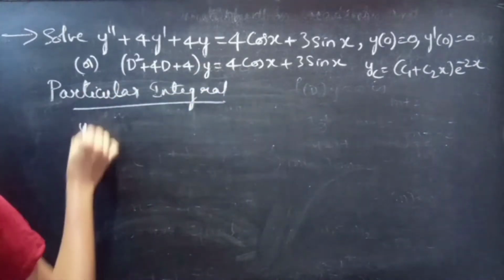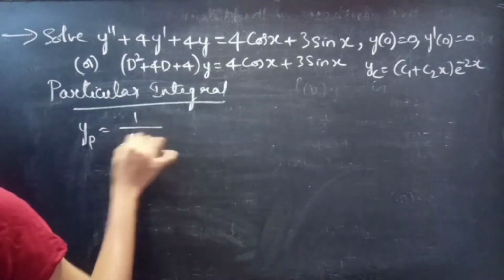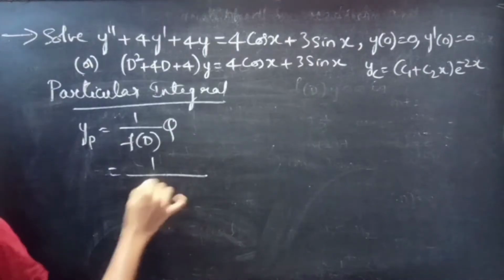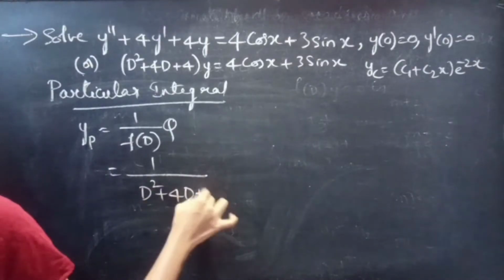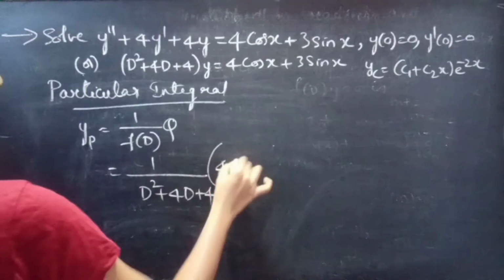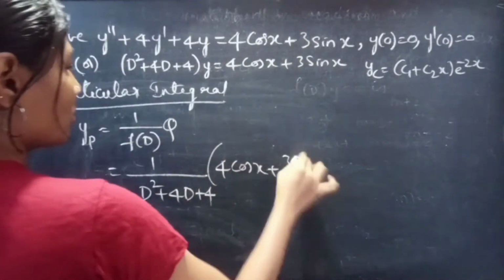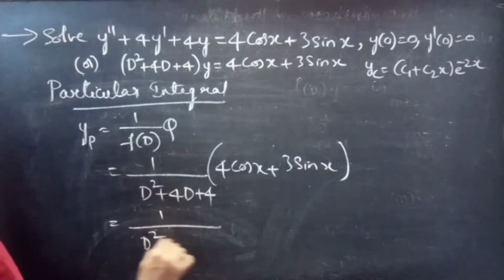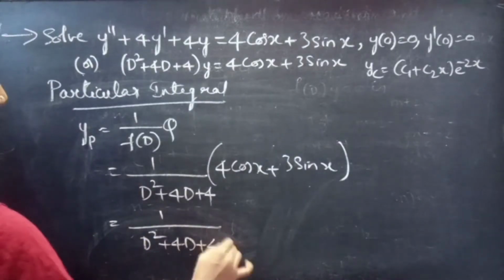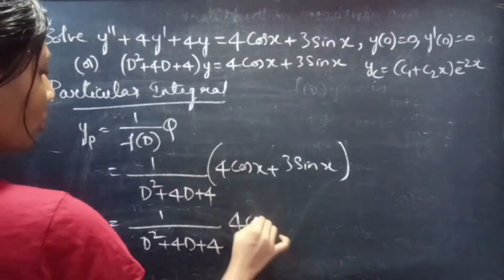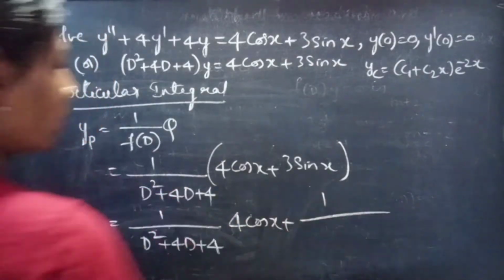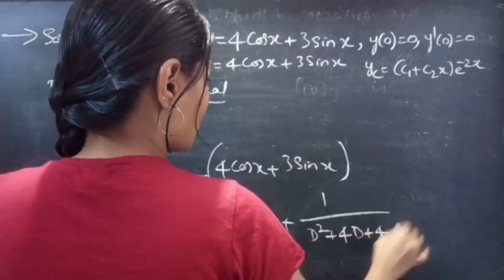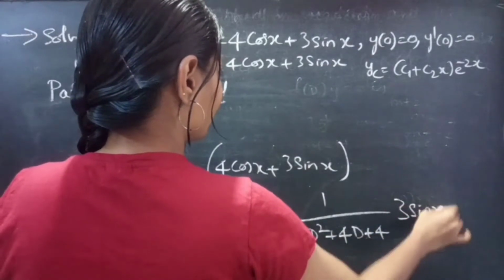We can find the particular integral using 1 by f of D into Q, which equals 1 by f of D, where f of D is D square plus 4D plus 4, into Q, which is 4 cos x plus 3 sin x. Again, you can write this as 1 by f of D into 4 cos x plus 1 by f of D into 3 sin x.